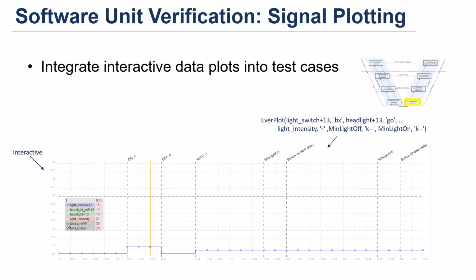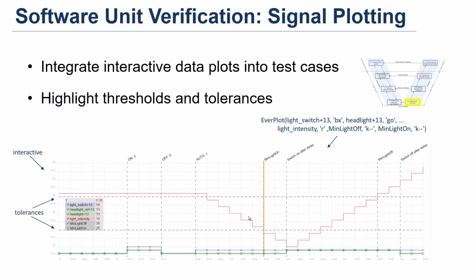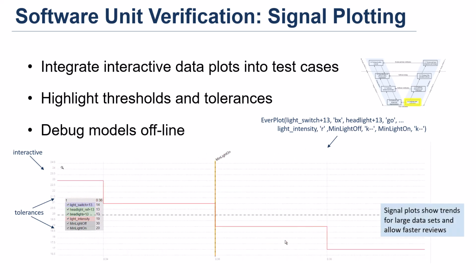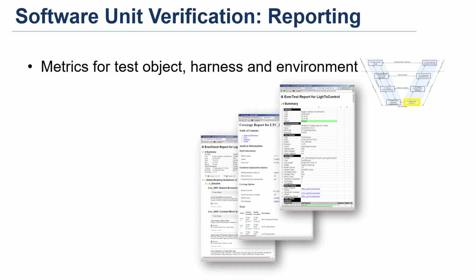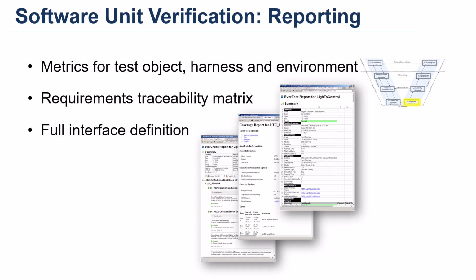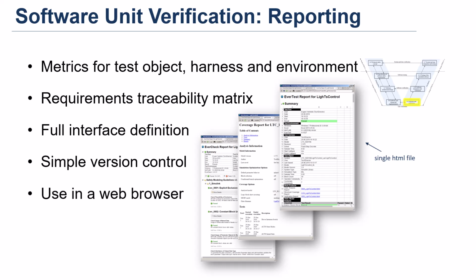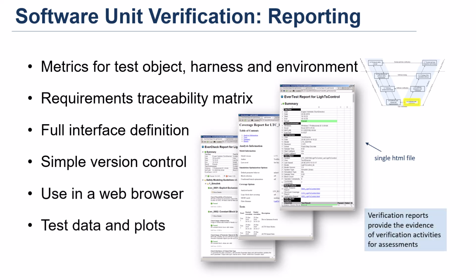Dynamic signal plots are important for the understanding of model behavior. You can integrate interactive data plots into your test cases and highlight thresholds and tolerances to enable offline signal debugging in the regular HTML files. The verification reporting provides the metrics for test objects, test harness and test environment, requirements traceability matrix, full interface definition, simple version control, use in the web browser, and test data with plots. Verification reports provide the evidence of verification activities for assessment.